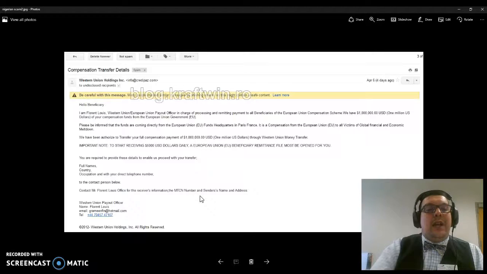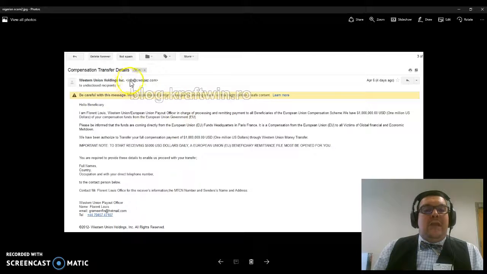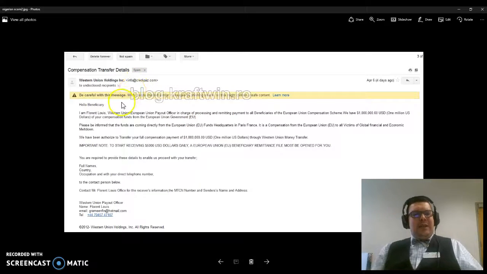But if we evaluate the info at creditpaths.com, we see that it is not Florent's name, or it's not at westernunion.com. So that should set off a few alarms immediately, telling us that this is not a legit email.